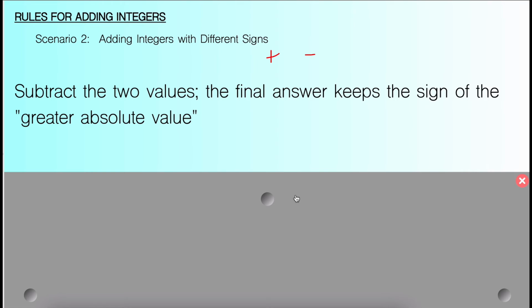It says, subtract the two values, and then the final answer keeps the sign of the greater absolute value. That's a lot of words. So here's how I'll try to explain this to you.